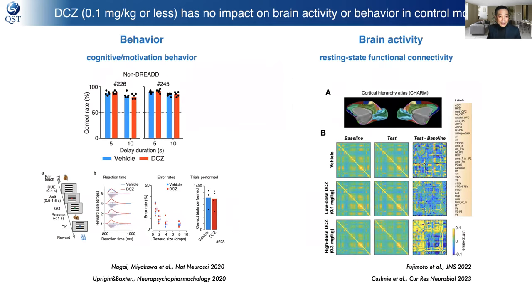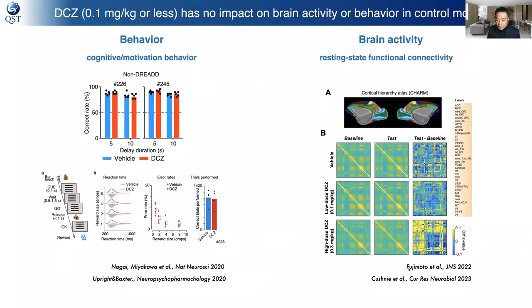And importantly, the same dose of DCZ, 0.1 milligram per kilogram, has no impact on brain activity or behavior in control monkeys, which do not express DREADD. In our lab, we have tested monkeys with many paradigms, including cognitive and motivation behavior. We didn't see any behavioral change at all in control monkeys. And other labs confirmed this.